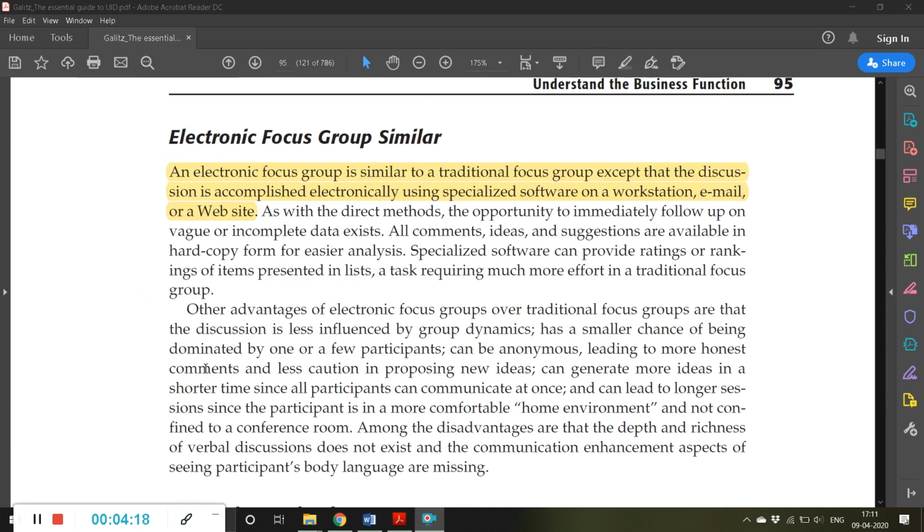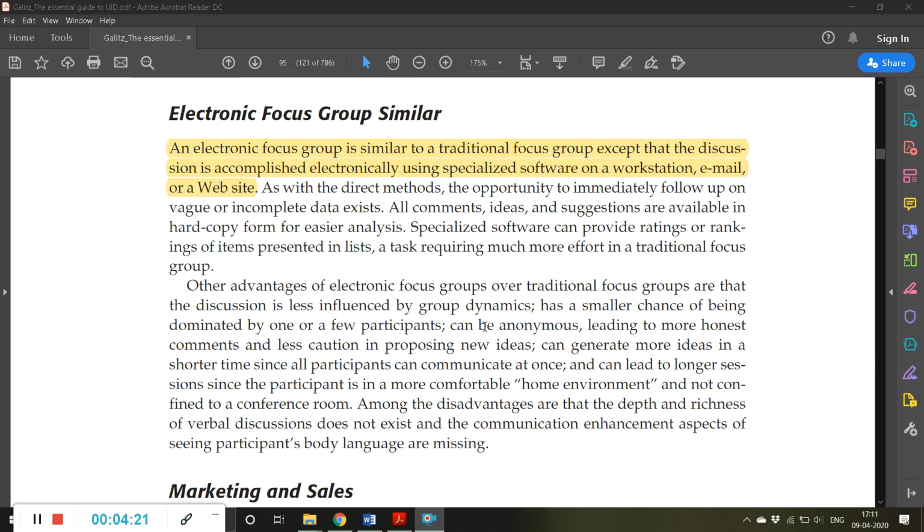Next, electronic focus group. An electronic focus group is similar to a traditional focus group, except that the discussion is accomplished electronically using specialized software on a workstation, or email, or a website. These days we are using so many apps like Google Hangouts, Zoom, Skype. There are many online platforms available to call all the users, make a forum, and then have a discussion.